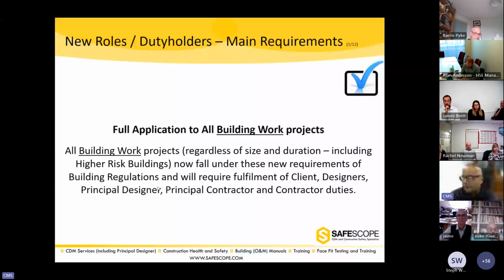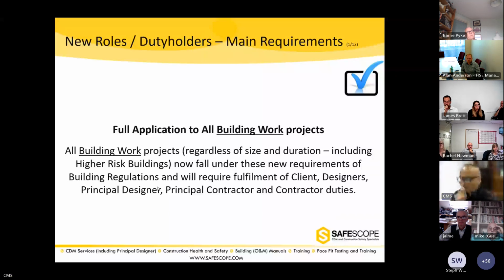on every building project, you will have client duties, designer duties, principal contractor and contractor duties. And when I say this, probably you're not appreciating the impact of it. I'm saying that all these duty holder roles apply to each and every project, unlike CDM. Because on CDM regulations, if you have only one contractor, certain duties don't apply. Yes, they don't. If you have only one contractor, you don't need a principal designer. You don't need a principal contractor. But in this case, this doesn't work like this.